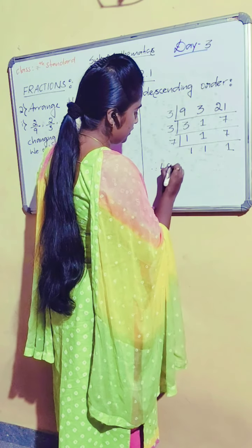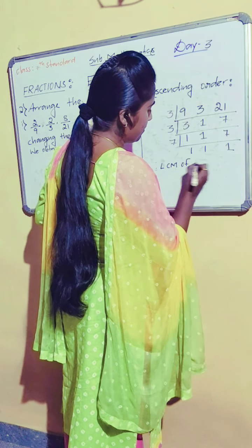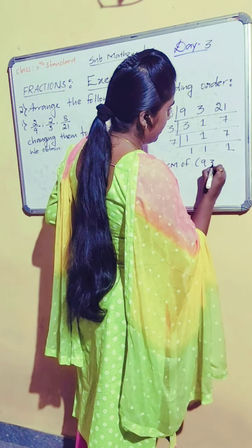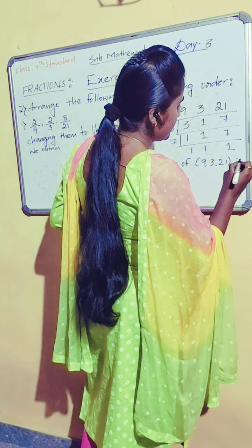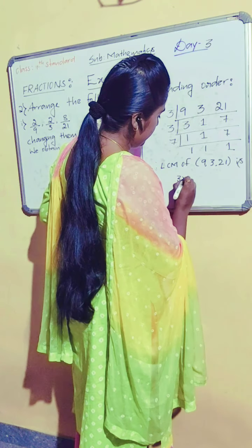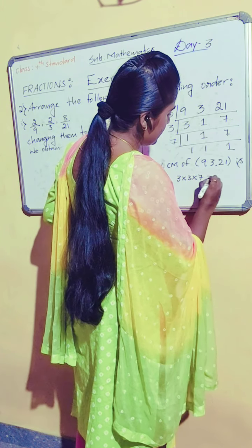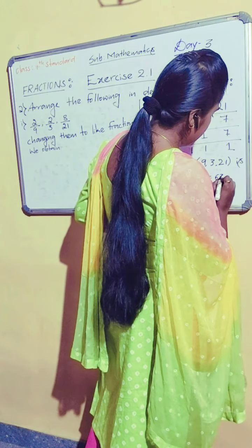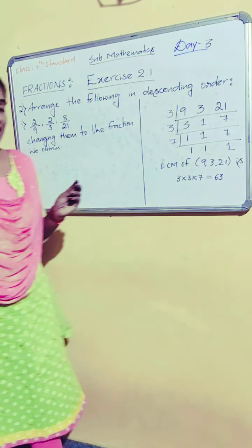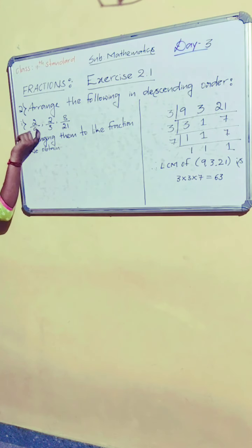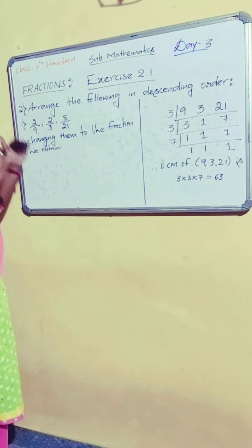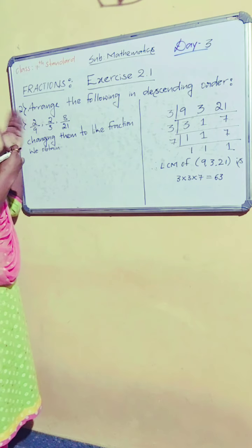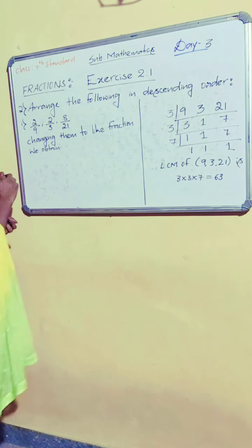Therefore, the LCM of 9, 3, 21 is 3 into 3 into 7, which is 3 3s are 9, 9 7s are 63. So keep in mind that to make the denominator 63, the particular number we have to multiply to both the numerator as well as the denominator.